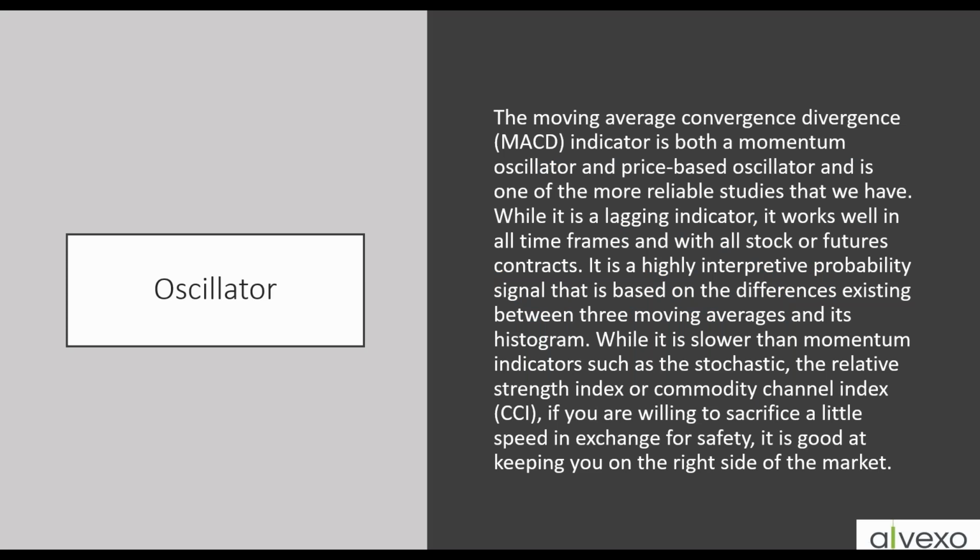And the same principle works in reverse as price is falling. So the MACD indicator is both a momentum oscillator and a price-based oscillator, and is one of the most reliable studies that we have.